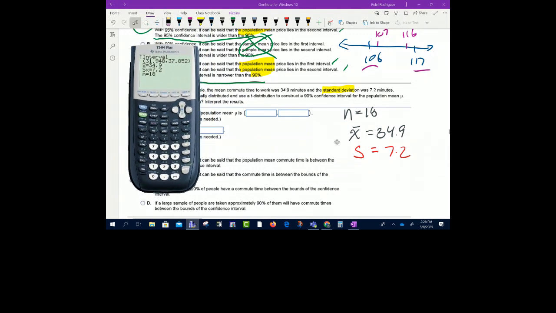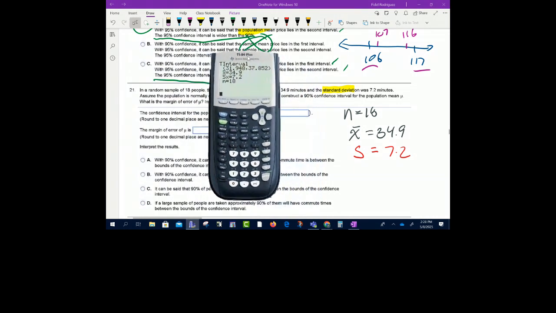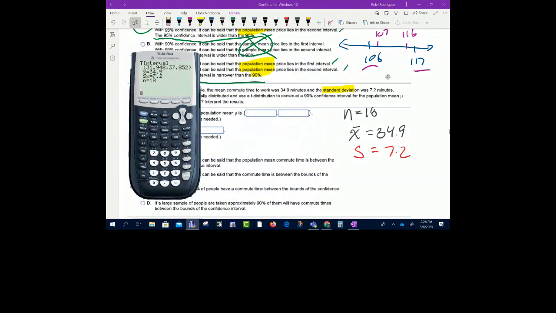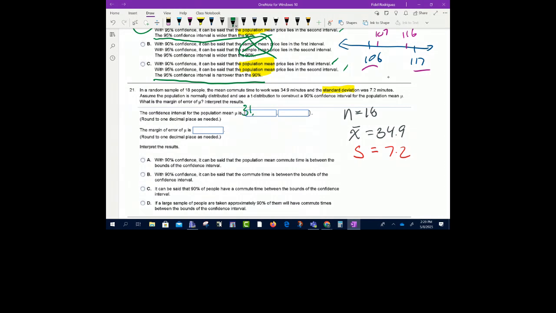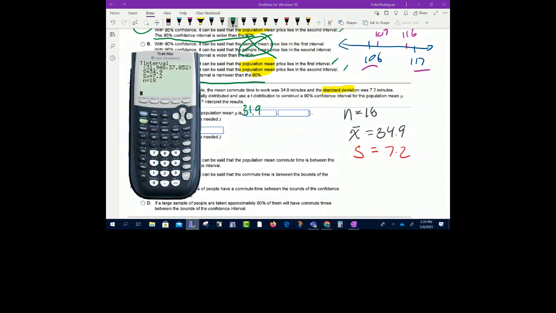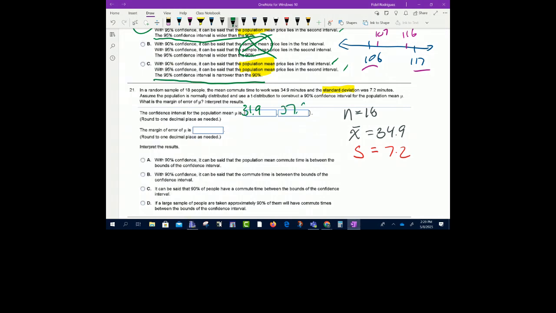Okay, here we go. So y'all, I'm going to see how many decimal places they're looking for. They're actually looking for just one decimal place. So y'all, for the first one, I would say this is going to be 31.9. And for the second one, I would say that's going to be 37.9. All right. So it says, assume the population is normally distributed, use a T distribution, which is what we did.